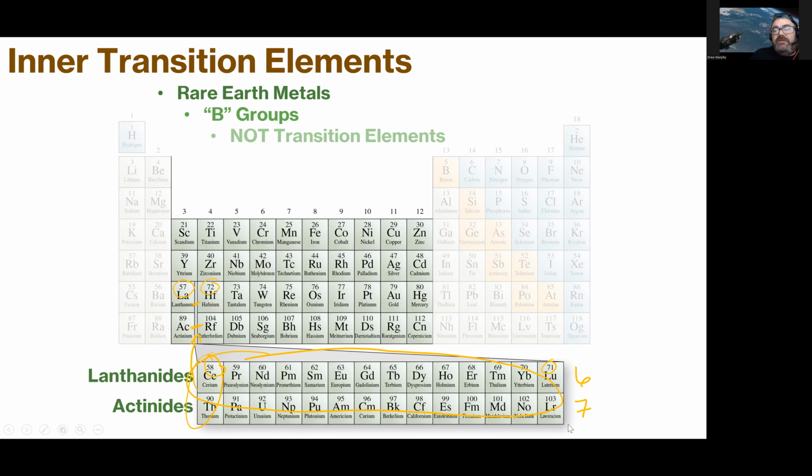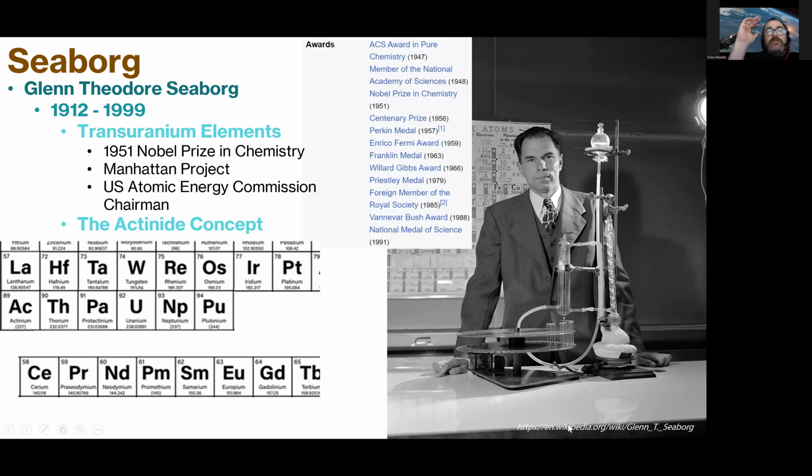When people were figuring stuff out. So I can't talk about this without talking about Glenn Seaborg. Glenn Seaborg is amazing. But Glenn Seaborg lived in the 20th century. He worked on transuranium elements. He won a lot of prizes and awards. He was involved in the Manhattan Project. He got a Nobel Prize in 1951. And for a while, he was the U.S. Atomic Energy Commission chairman.